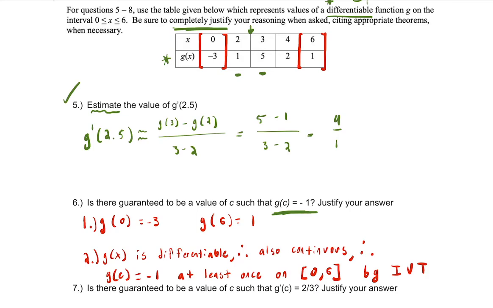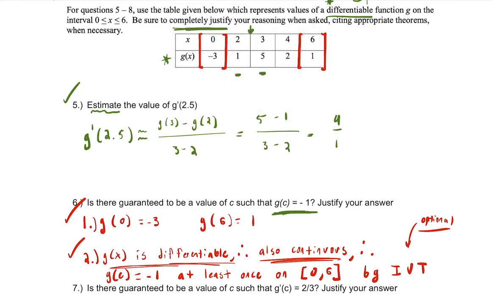So recapping a few key points. Number 1, list the endpoints that you're using to apply your theorem. 2, it's kind of 2 parts here. State continuity. And in this case, since you weren't told the function is continuous, you have to say it's differentiable, therefore also continuous. And finally, restate the conclusion, basically answer their question back to them. Is there guaranteed to be a value? Yes, g of c equals -1 at least once on that interval by the intermediate value theorem. Again, this is optional, but I kind of like to write it because it helps me really think about what I'm doing.